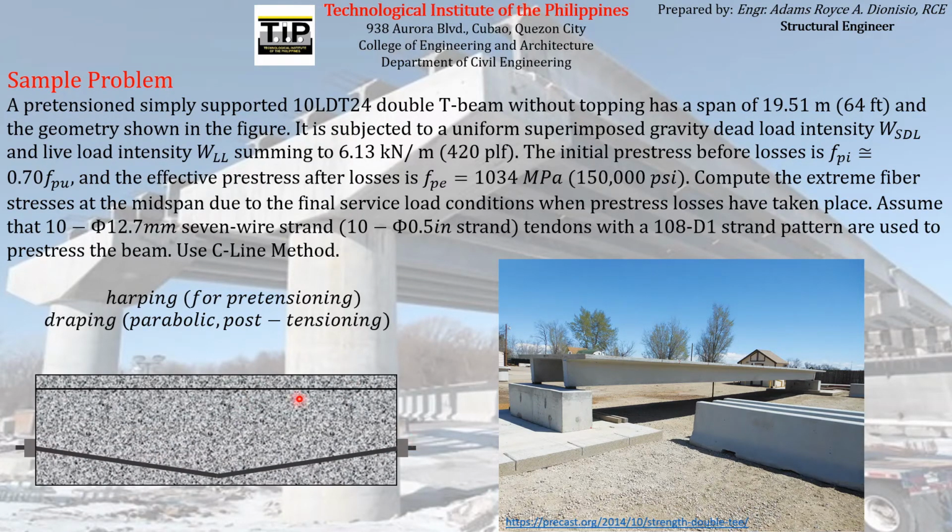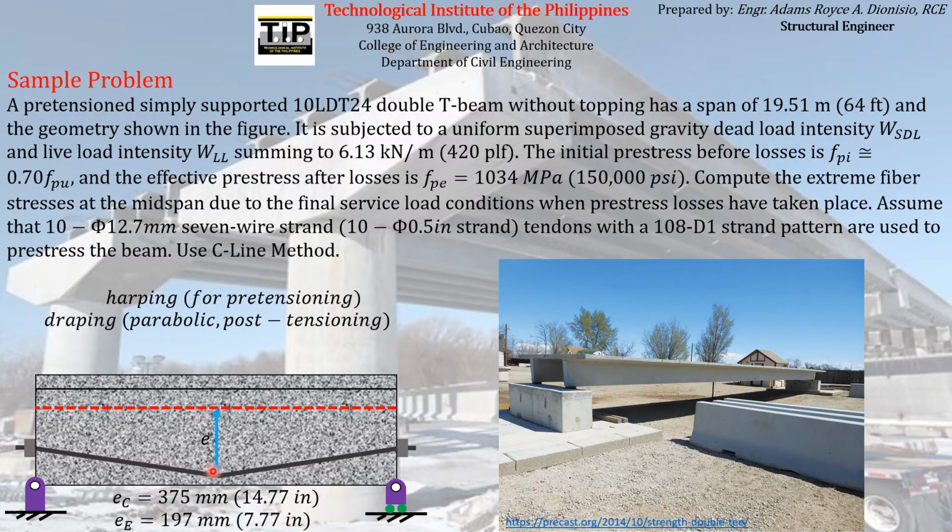So this is the simply supported beam. It has hinge support and roller support at ends. And this is the centroid of the cross section. So the eccentricity of the pre-stressing reinforcement, let us just call that eccentricity all throughout the length of the beam as eccentricity e, with a magnitude of 375 mm at the center and 197 mm at the ends.